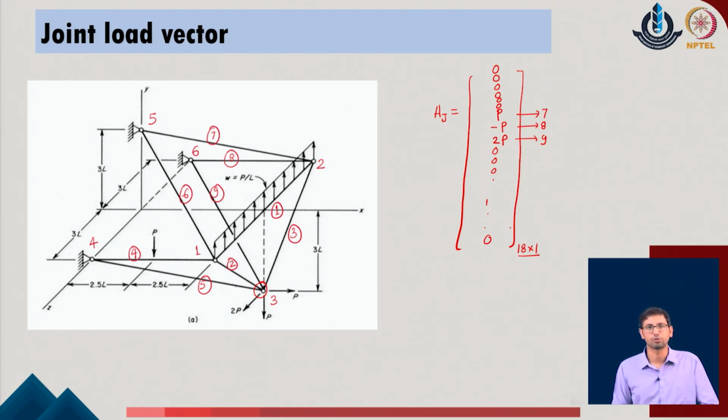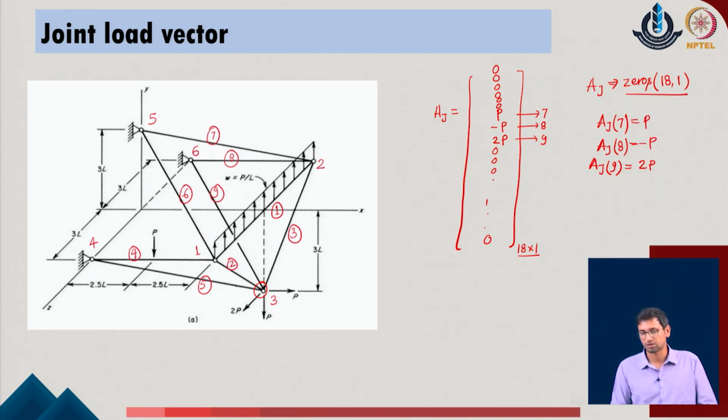Now, this is the joint load contribution of the given system. In fact, many times in the code we consider at the beginning that Aj is a zeros vector, which is zeros of 18 comma 1, which means that a null vector of 18 coefficients will be arranged, and then we only pick the values which are non-zero in the given system, because that is an easier input to provide. Then we provide Aj at the position of 7, Aj at the position of 8 and Aj at the position of 9 with these numerical values like P, minus P and 2P in the given system, whereas at the remaining places the value remains 0 only.